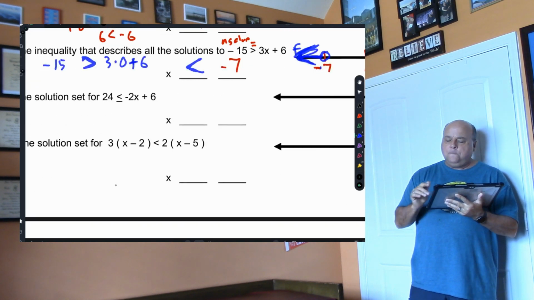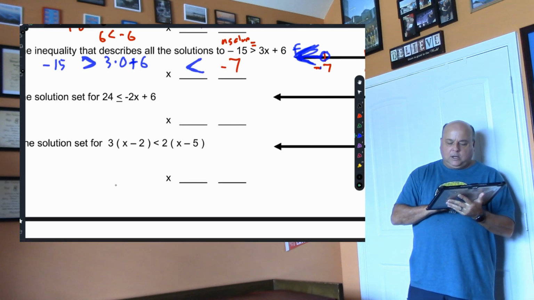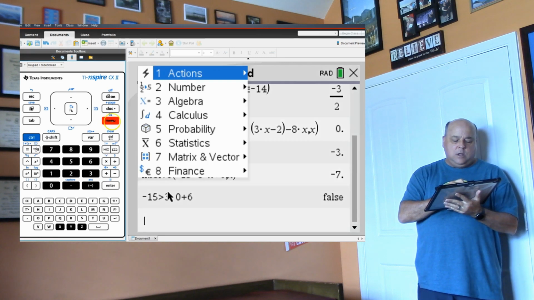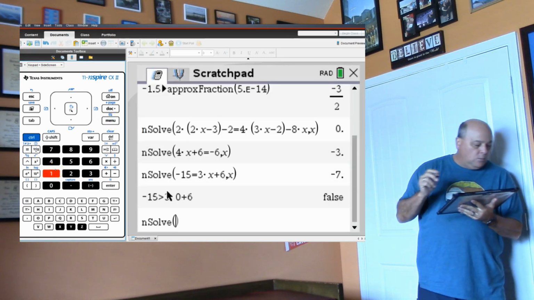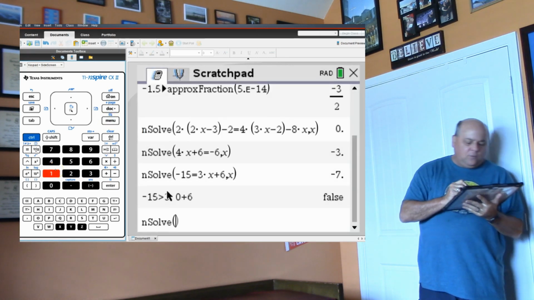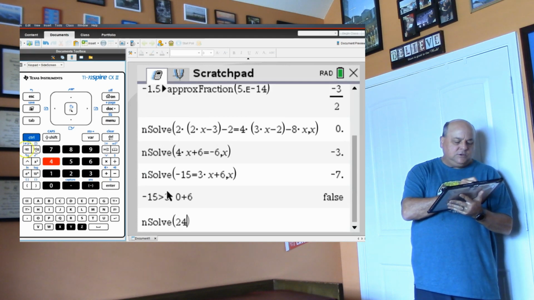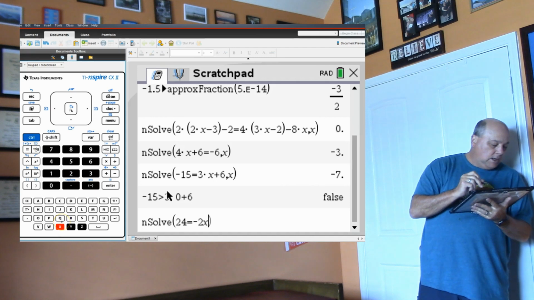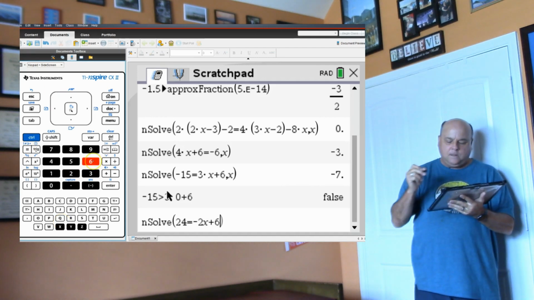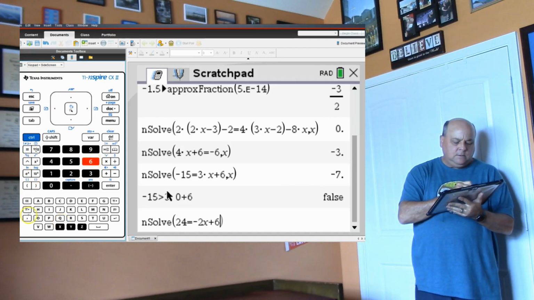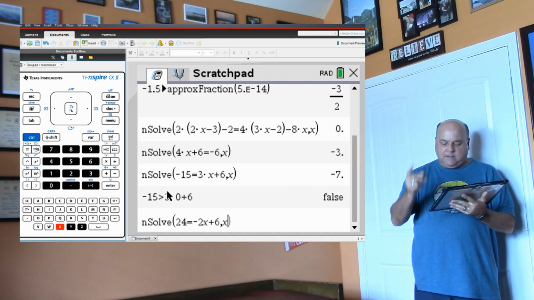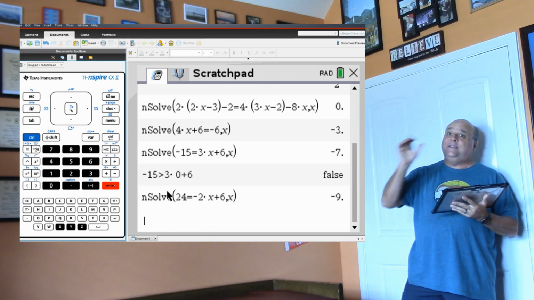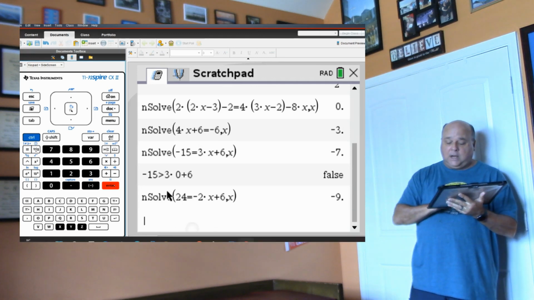Do a couple more. Okay, so we're going to go to our calculator. I made these pretty easy to type in. Menu, 3, 1. And then we're going to type in the problem. 24 equals negative 2x plus 6, comma x. Okay, got my equation in, hit enter, and I get negative 9. All of these are negatives, aren't they? So they're all on the left.